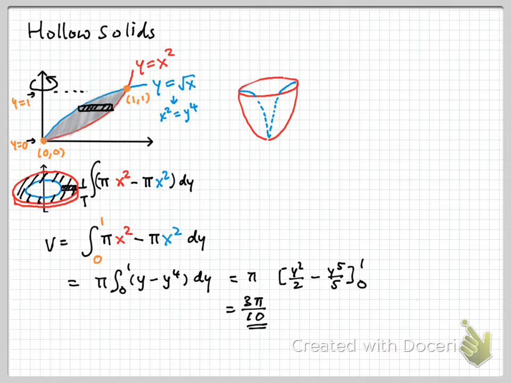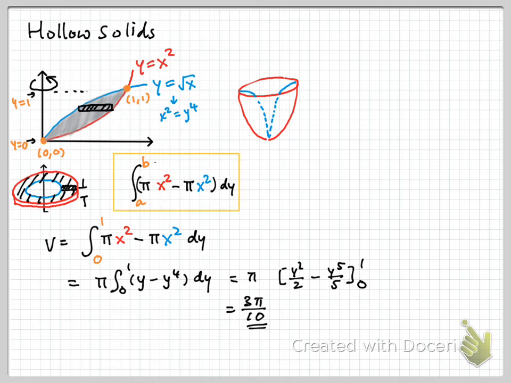So the difference with a hollow solid is that the integration element is a ring. It is pi x squared minus pi x squared, the outer radius minus the inner radius. And then we integrate from the smallest y to the largest y if we rotate about the y-axis. This is how we deal with a hollow solid.